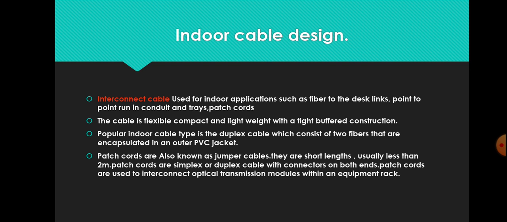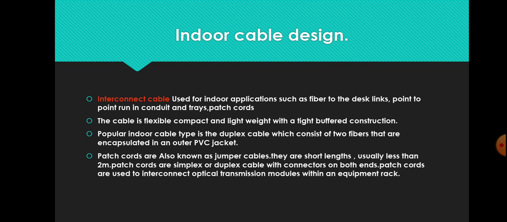First is the interconnect cable, and this cable is used for indoor applications such as fiber to the desk links, point to point run in conduit and tray, and patch cords. Patch cords are also known as jumper cables, and they are short length cables, usually less than 2 meter. And patch cords are simplex or duplex cables that have connectors on both ends, and patch cords are used to interconnect optical transmission modules within an equipment rack.